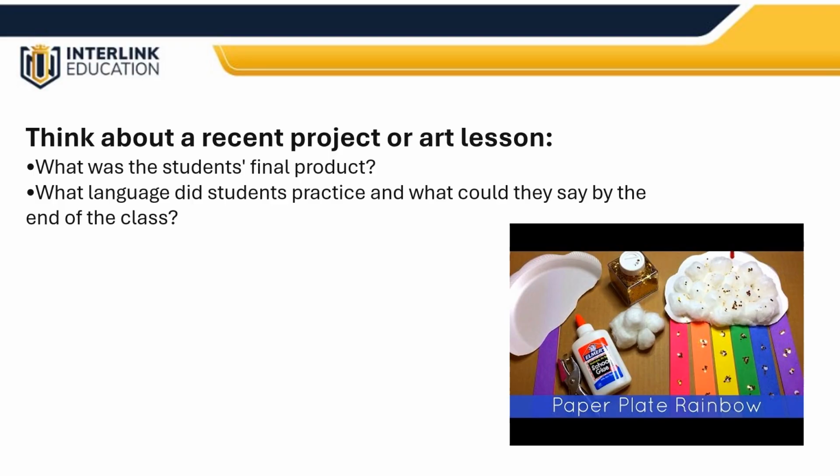Now, when I reflect upon my animal mask activity, something stands out. We spent the lesson learning animal vocabulary. However, when it came to that final activity, we spent most of the time making the animal mask as opposed to learning to talk about it. So with this lesson in particular, if I have to answer the question, what language did students practice and what could they say by the end of the class, it's that they couldn't really say anything by the end of the class. They knew the animal vocabulary, but they couldn't say anything.